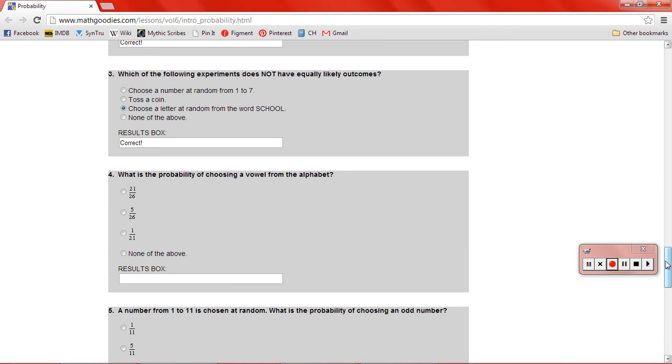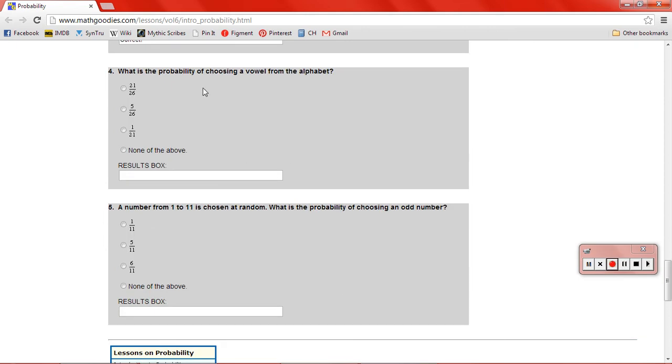And number 4, what is the probability of choosing a vowel from the alphabet? Well, first we have to remember that there are 26 letters in the alphabet, and that the vowels are A, E, I, O, and U. There's 5 of them, and sometimes Y, but for this we're just going to go with the ones that are always vowels. And so there are 5 vowels out of 26 letters, so that's a 5 out of 26 chance.